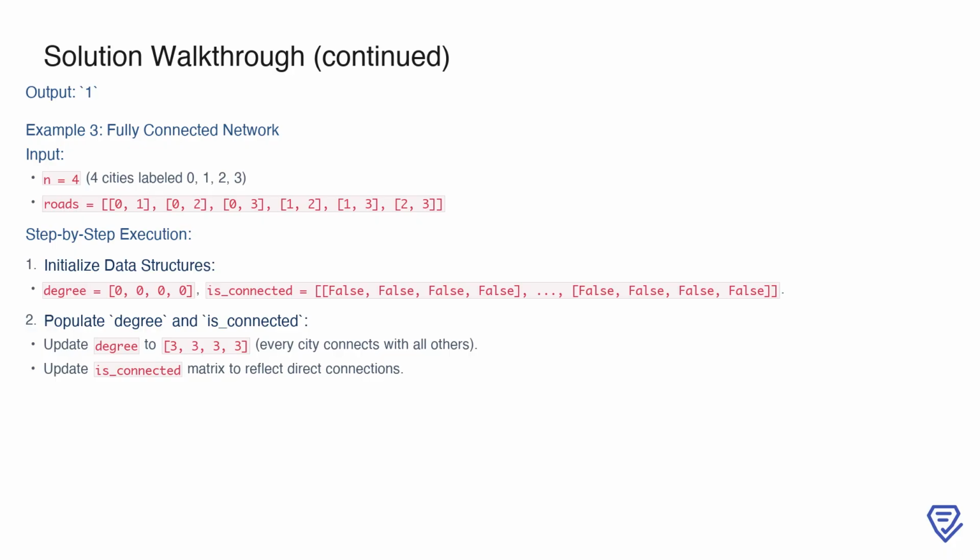Now, let's consider a fully connected network where every city is directly connected to every other city. We have 4 cities and 6 roads connecting all pairs of cities. To start, we initialize the degree array and is_connected matrix. Through the updates, the degree array becomes 3, 3, 3, 3, since every city is connected to 3 others. Similarly, the is_connected matrix is updated to mark all possible direct connections between cities. With these data structures in place, we can calculate the maximal network rank.